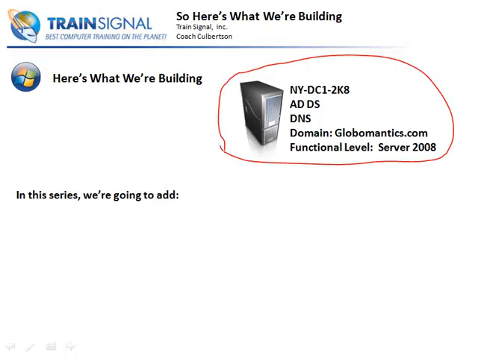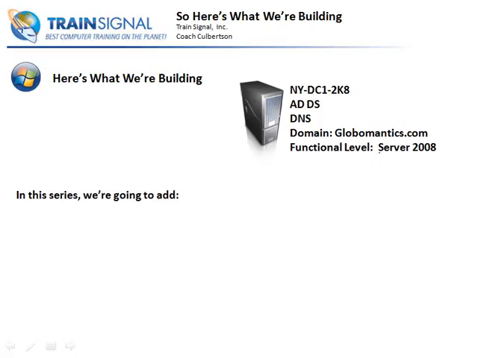So if you're going to be playing along at home, you're going to need at least 2 physical machines. You're going to need a domain controller that's also going to be acting as the primary DNS. Now the domain that I'm going to be using is globomantics.com, and the functional level for the domain and the forest was actually Server 2008.